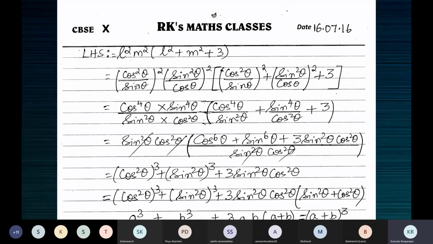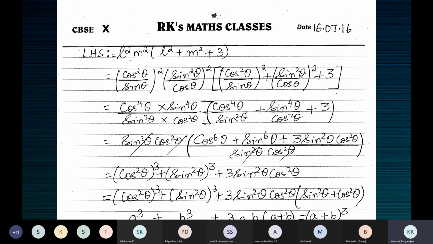Now, how do we simplify this? It's like a square the whole square. Cos square theta the whole square is cos theta to the power 4. Sin theta the whole square is sin square theta. So this is cos theta to the power 4, and the denominator is sin square theta. It's a product here, children. This is multiplication. See here, L square M square into, this is sin theta to the power 4 by cos square theta. This portion is over.